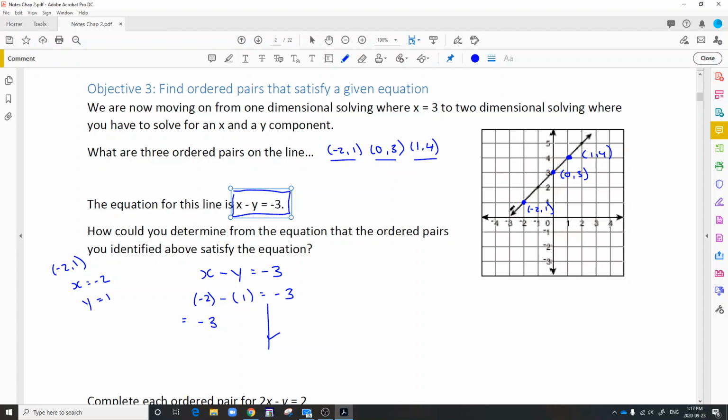So any point on here will satisfy. Anything out here, like if I was to check a point -3, 5, which we know is not a point on the line, it will not satisfy the equation. When I plug it in, I get -8. Does not equal -3, so -3, 5 is not a point on the line.